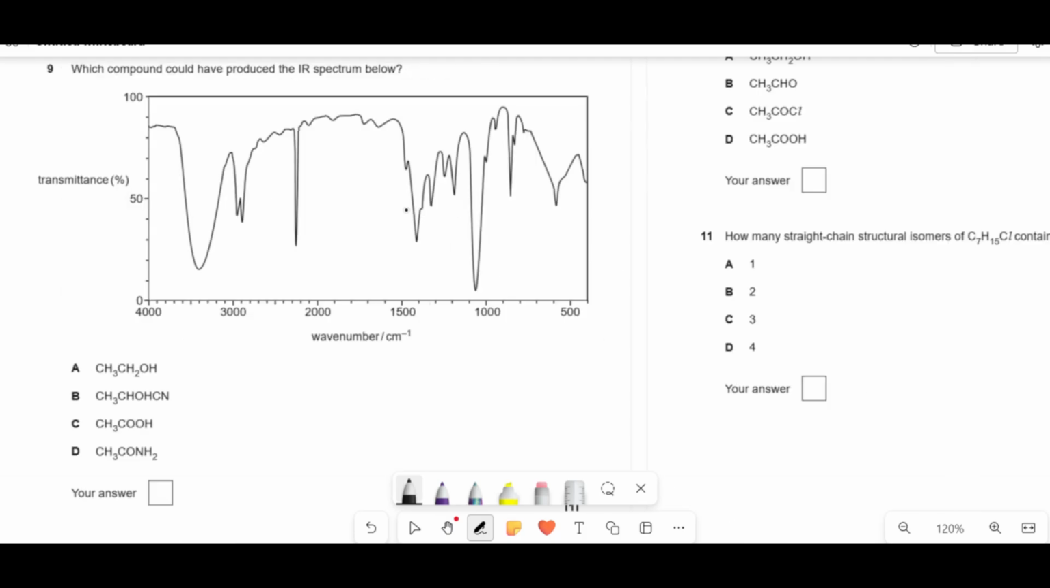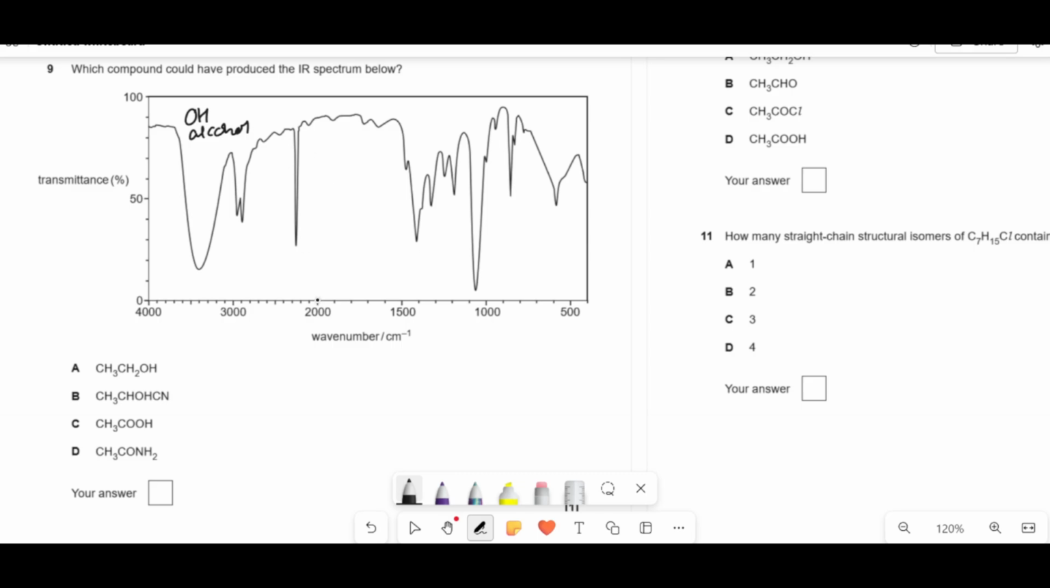Which compound could have produced this IR spectrum below? So what we're looking for is each and every peak in this, really. We've got a nice big long peak from 3,200 to 3,000-ish, right? If we have a look at the data sheet, that would be an OH in an alcohol, most likely. Fine. So at least we've got that.